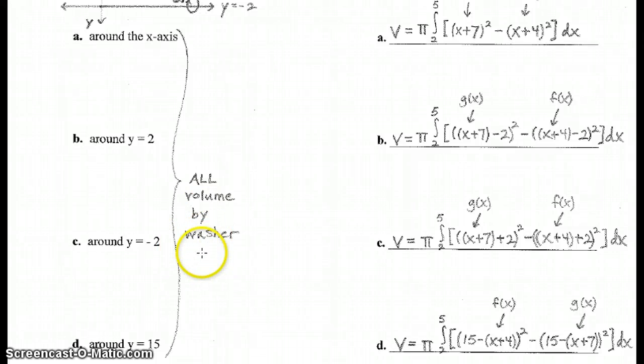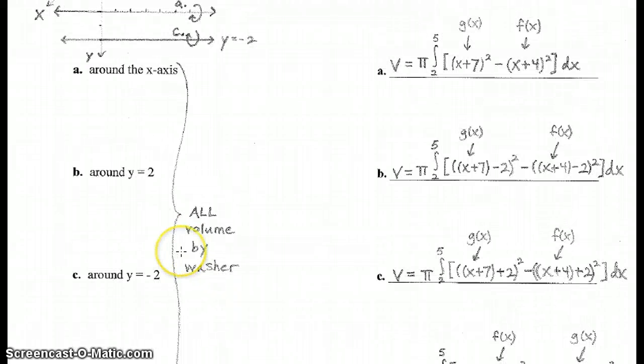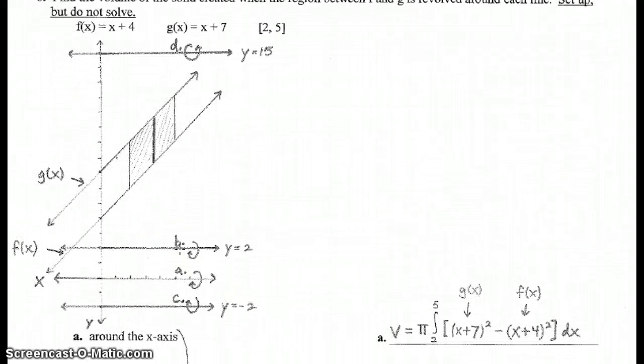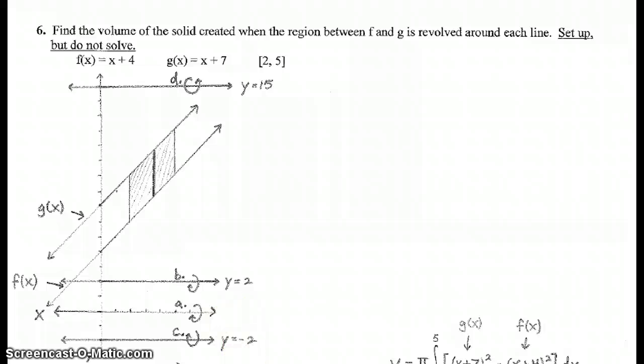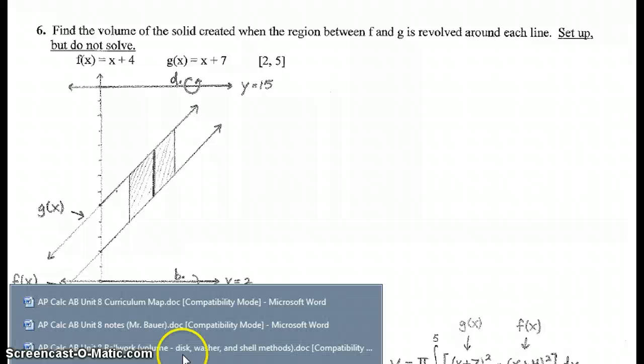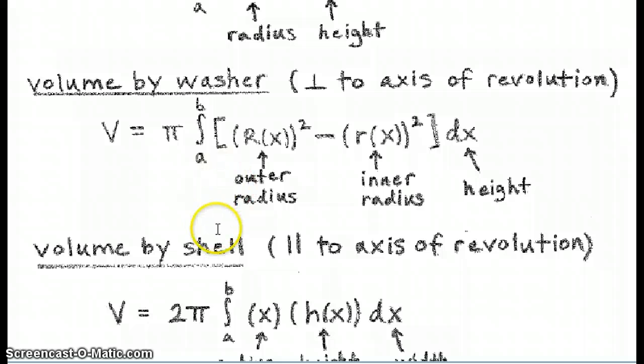So the washer method is based on the geometric formula pi r squared times height. However, because of the gap, we have to take the outer radius squared minus the inner radius squared. The formula for that can be found on the back of your curriculum map, among other places. So if I jump to that, you can see it right here. Pi r squared times height, where we have to take the outer radius squared minus the inner radius squared.